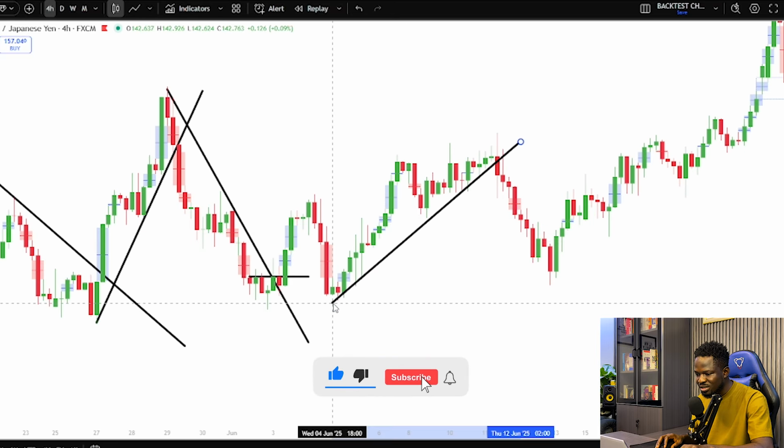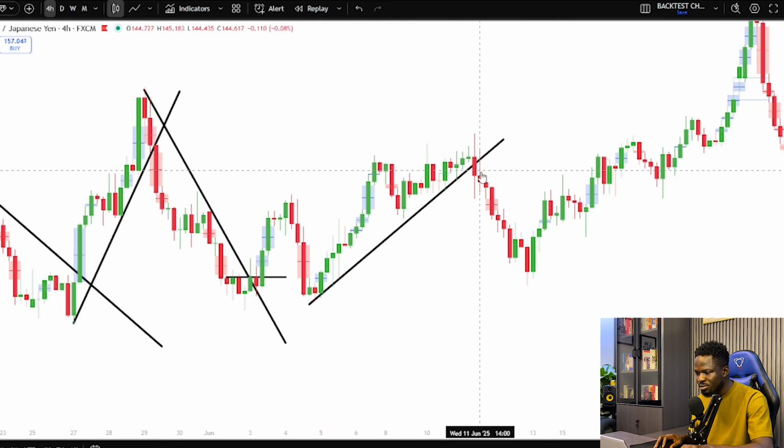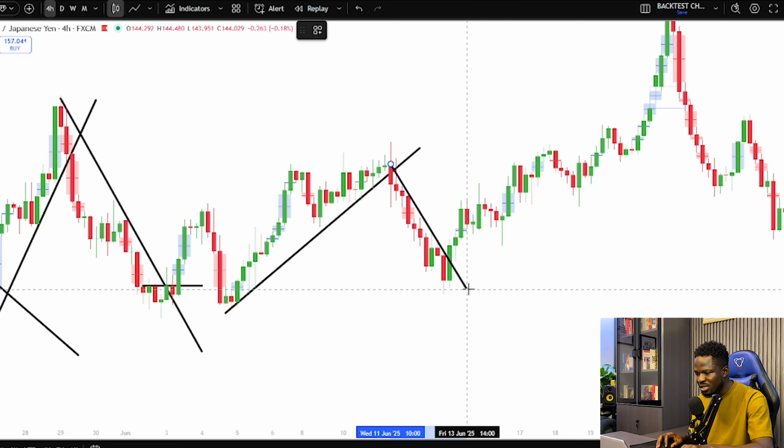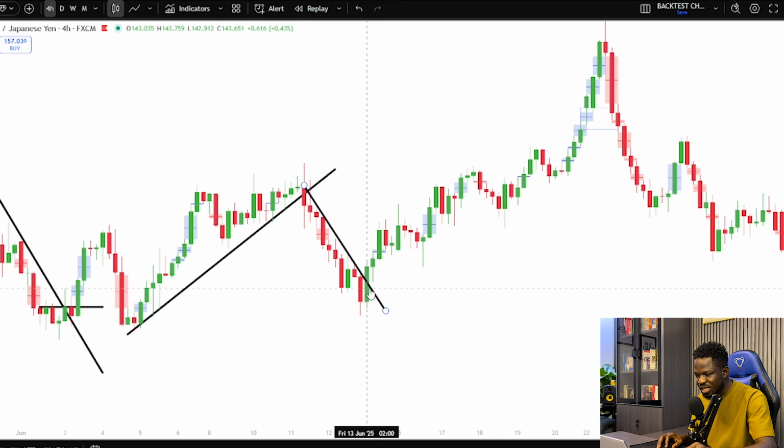Now look at another trend line like this. The moment the price action invalidated the trend line to the downside, what happened? Sellers took charge of the market. So let's make use of another downtrend line. We have our downtrend line here. The moment the price action invalidated it to the upper side, what happened? It changed the direction of the market to a bullish trend.